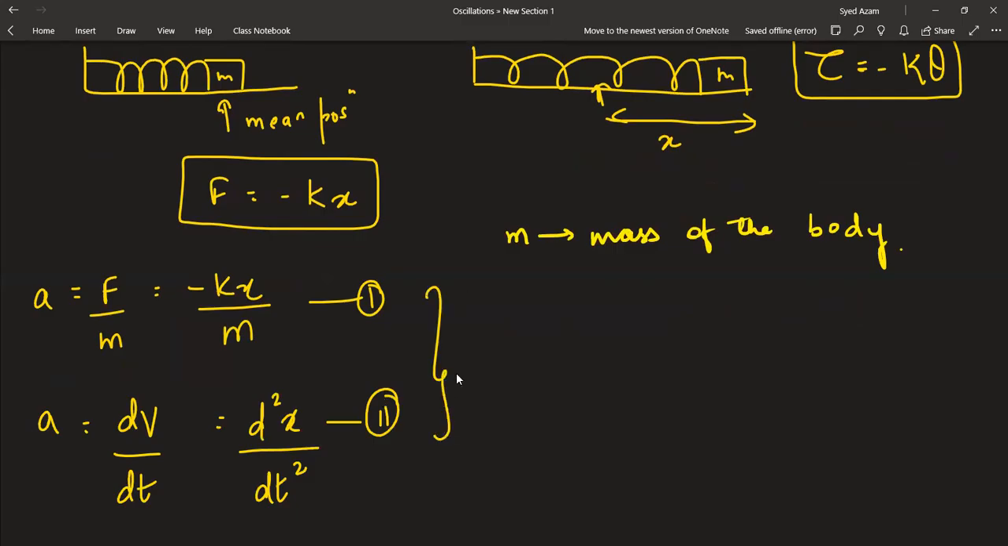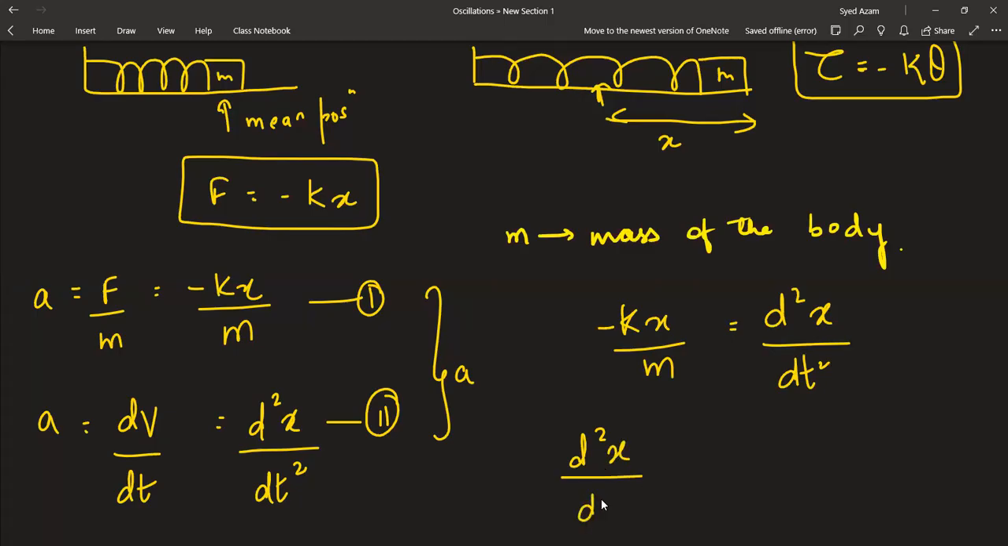Now both of these are accelerations only. This is also a formula of acceleration. So I can equate both of these. Minus kx by m is equal to d square x by dt square. Let me bring this on this side so that this becomes positive. d square x over dt square plus kx by m is equal to 0.